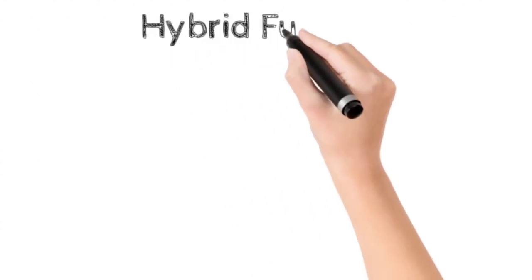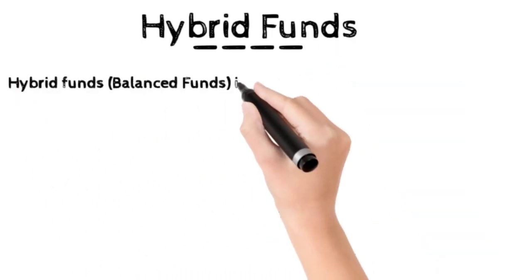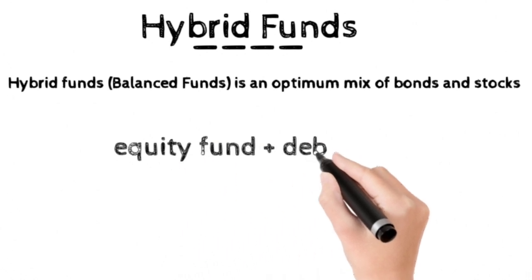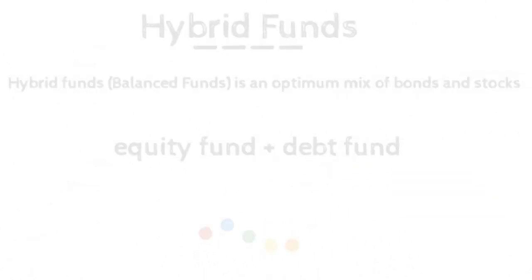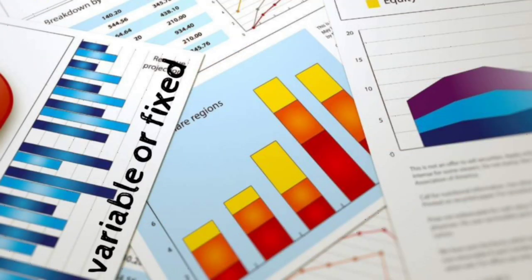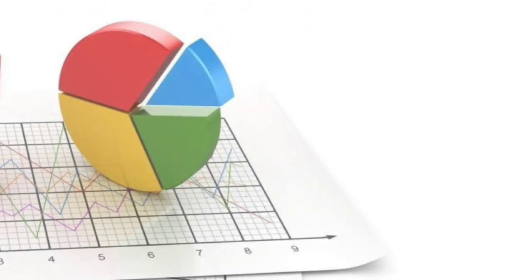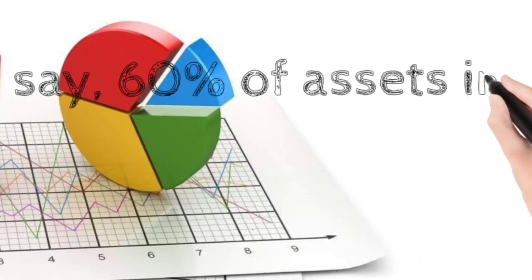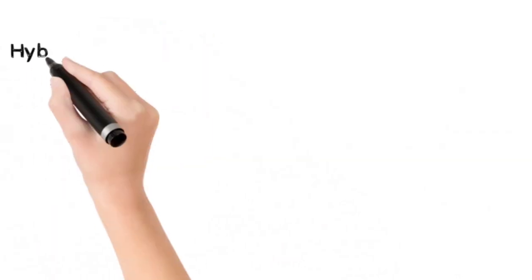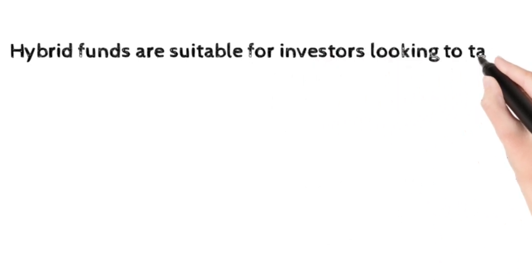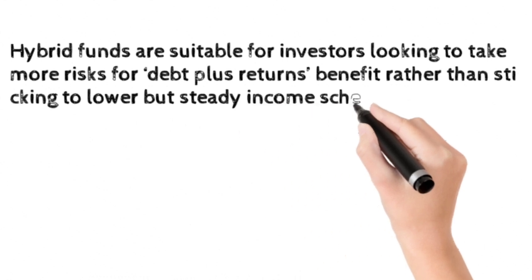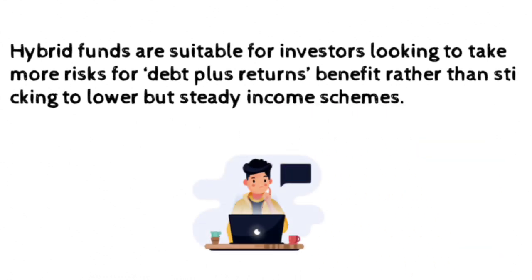Hybrid funds. As the name suggests, a hybrid fund is an optimum mix of bonds and stock, the combination of equity funds and debt funds. The ratio can either be variable or fixed. In short, it can be the base of two mutual funds by distributing, say, 60% of assets in stocks and the rest in bonds or vice versa. Hybrid funds are suitable for investors looking to take more risk for debt plus returns benefit rather than sticking to lower or steady income schemes.